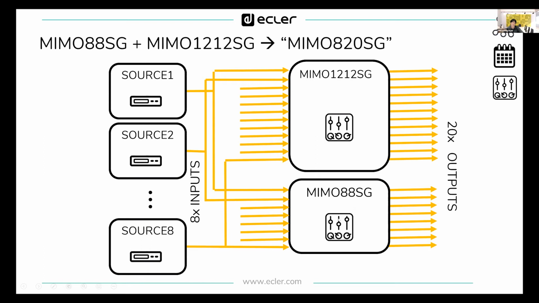So what do we have here? We will have 8 sources that are connected to both matrices and 20 available outputs. So we have a kind of MIMO, let's say, 820. Usually in projects, what often happens is that you need a lot of zones, a lot of outputs, but you don't need as many inputs. I'm thinking about hotels and restaurants and that kind of places.